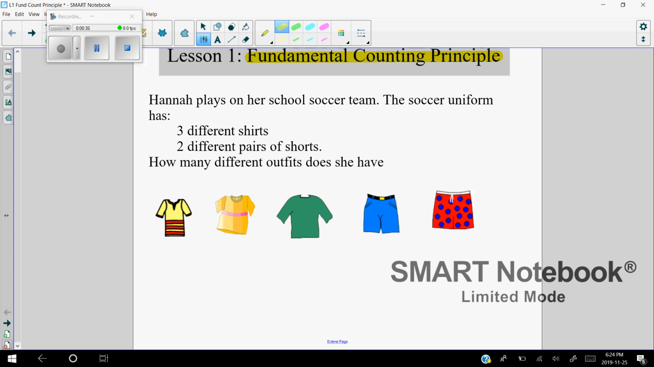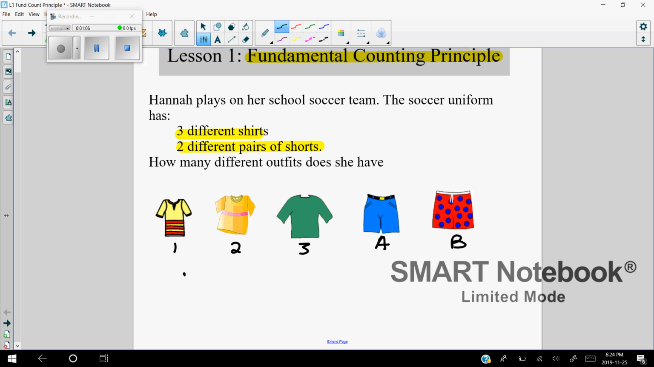It says Hannah plays on her school soccer team. The soccer uniform has 3 different shirts and 2 different pairs of shorts. How many different outfits can she have? So assuming that you can pair one shirt with 1 pair of shorts, we can come up with a different option. So I'm going to label these. I'm going to use 1, 2, and 3 for my different shirts, and A and B for my different shorts.